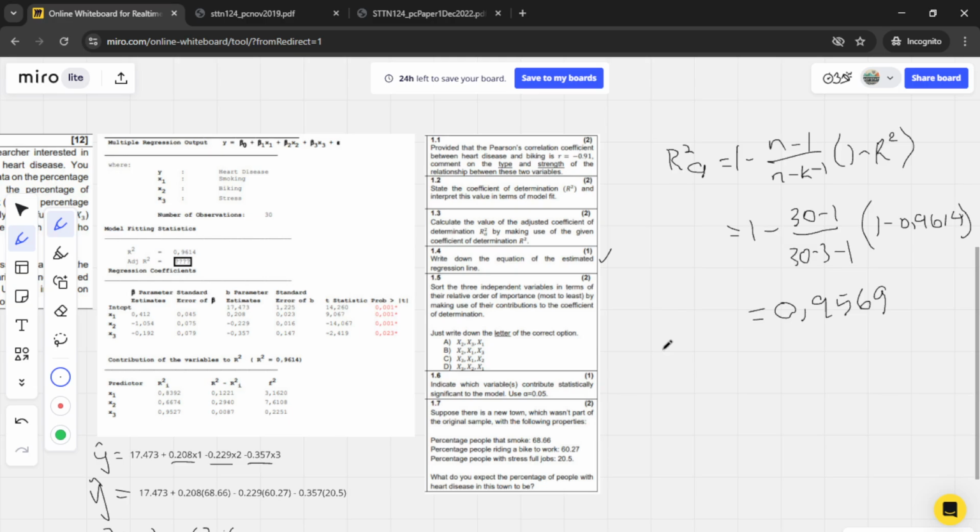Here's just a tip from me, with the experience that I have tutoring this module. It's a tip I've been giving students over the years. How do you know that your adjusted coefficient of determination is correct? The adjusted coefficient of determination is always going to be smaller than the normal coefficient of determination. For example, here at 0.9614, the answer we got is 0.9569. So the answer is always going to be smaller than this number. But it's not going to be way too small. For example, as you can see here, at 0.96, this is 0.95.